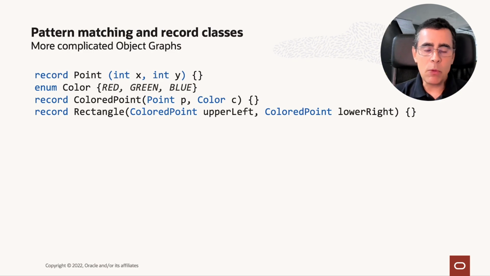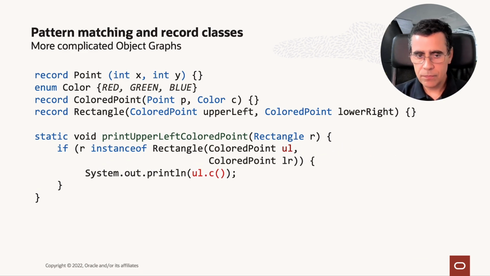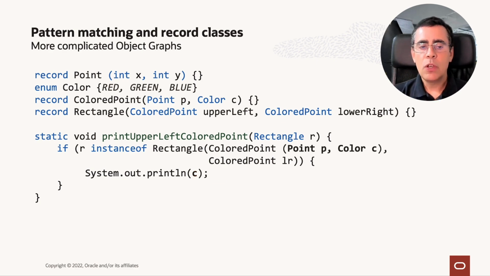We know we can extract the components of an object with a record pattern. If we want to extract the color from the upper left point, we could write this, but the color point for the upper left is also a record, which we can decompose further with nested record patterns. Using nested patterns, we can decompose the outer and inner records at the same time.